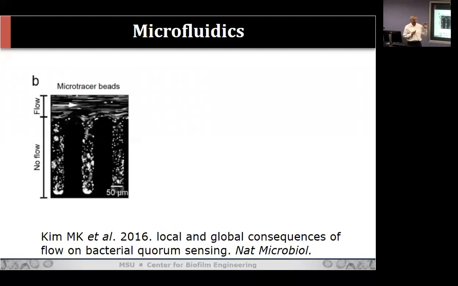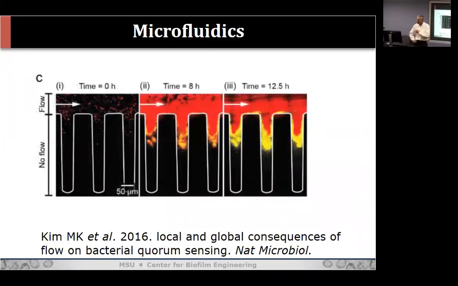And here you can kind of visualize the flow. They put some fluorescent beads in, and you see the streaks in the main flow channel there. You see that in the stagnant crevices that come off of that main flow channel, there's much less fluid motion. And when this is coupled with a fluorescent reporter approach to imaging where the bacteria are actually doing this quorum sensing, which shows up in yellow here, very localized.